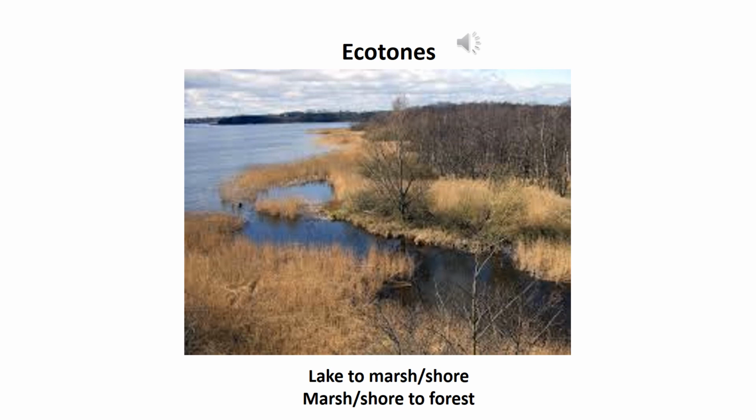Ecotones. These are the borders between two different ecological areas. We actually have three here. One ecotone is the lake to the marsh. The second ecotone is the marsh to the trees, or say the land. And the third one is the marsh up to the woods over here. Different creatures are living among these different areas.